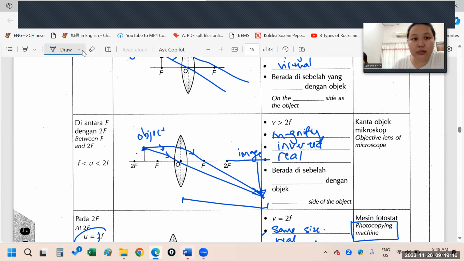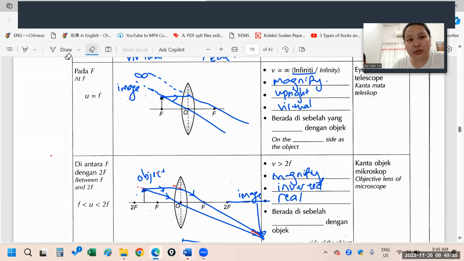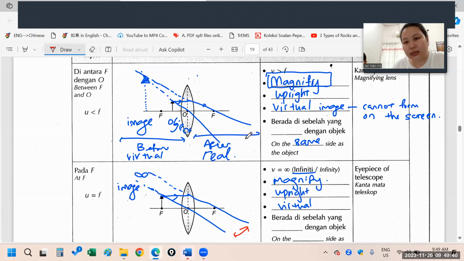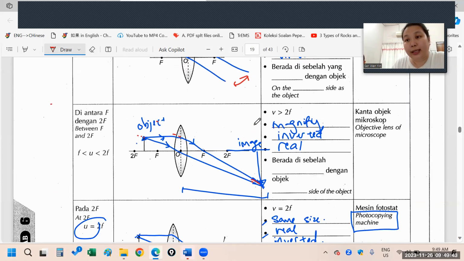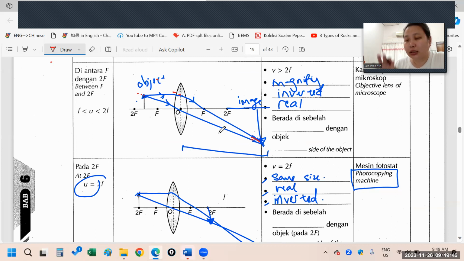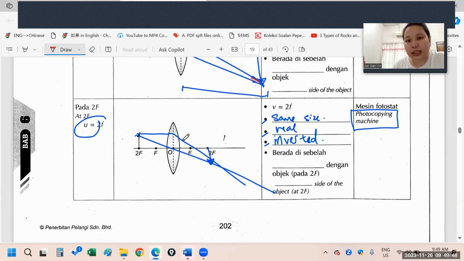This one, no need to extrapolate. No need because they already intersect here. So why do we always extrapolate? Because they do not intersect. So we extrapolate. If they intersect, no need to extrapolate. See, they intersect, so no need to extrapolate.